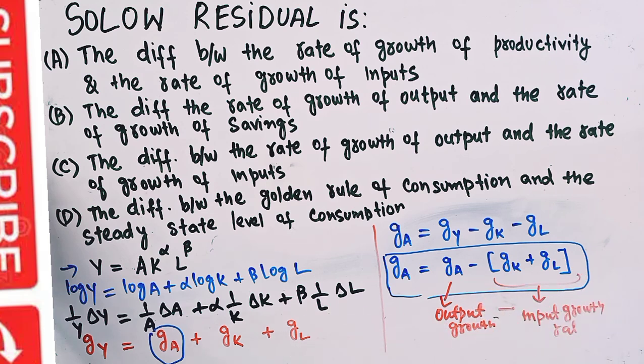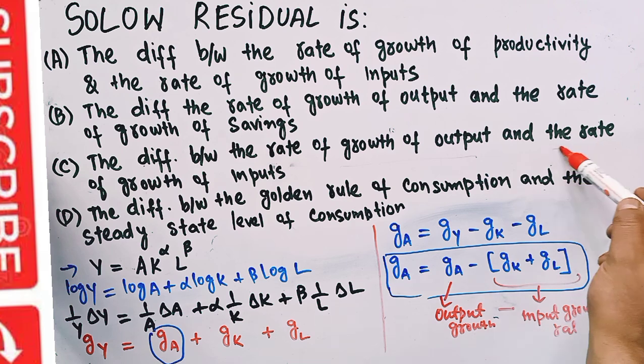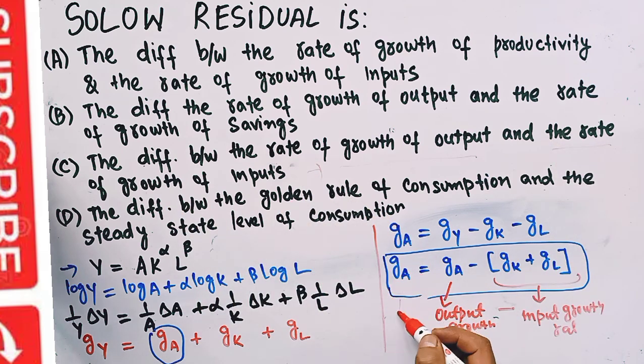So what will be the correct option? The difference between the rate of growth of output and the rate of growth of inputs, that is Solow residual. Here this g of A denotes the Solow residual. It shows us the output growth minus input growth.